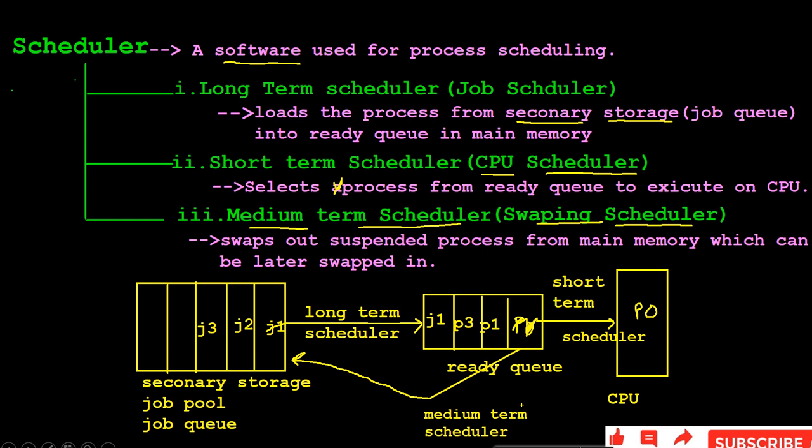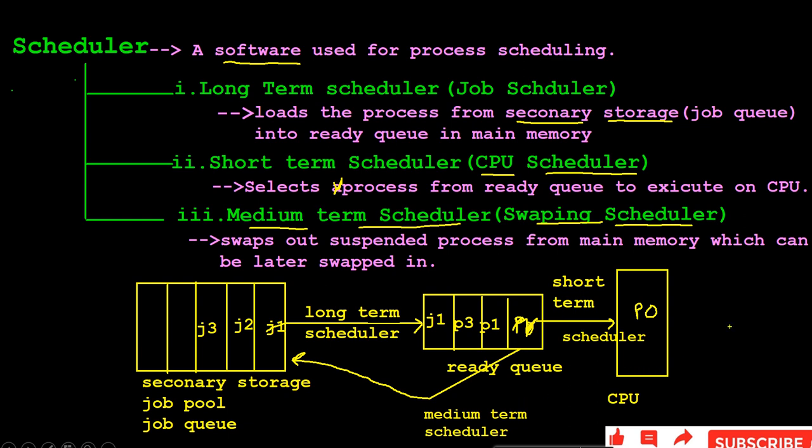During the execution, the process may need some input-output device, or it may wait for some event to happen. At the time of waiting, it will be called blocked or suspended. During this time, it will be moved out of the ready queue to the secondary storage. This is called swap out. Later, when it gets the IO device, it will be loaded into main memory again. This is called swapping.